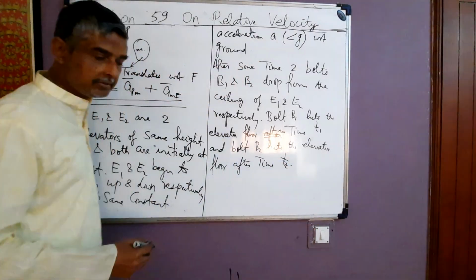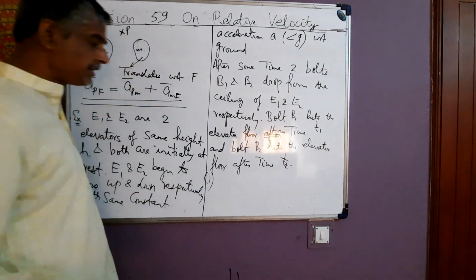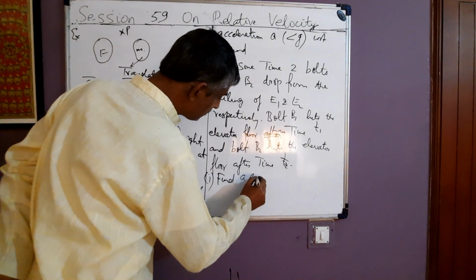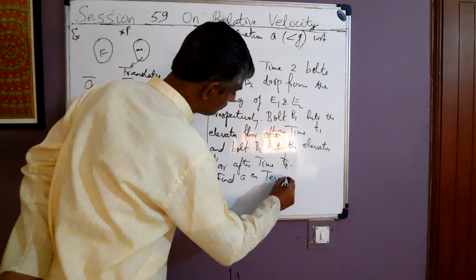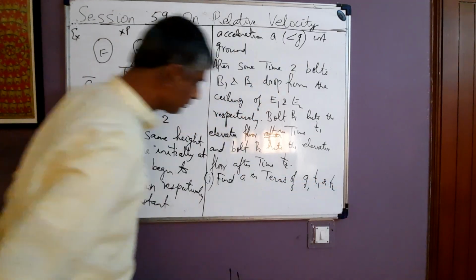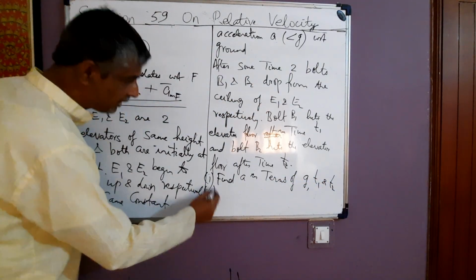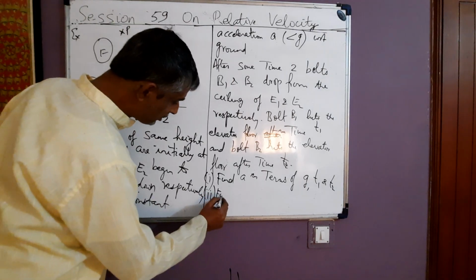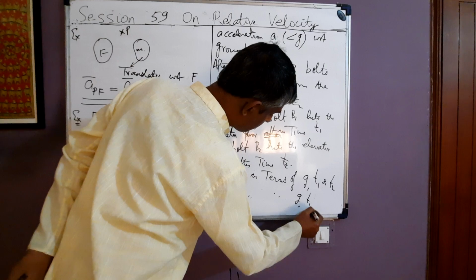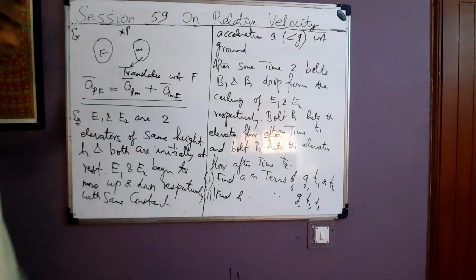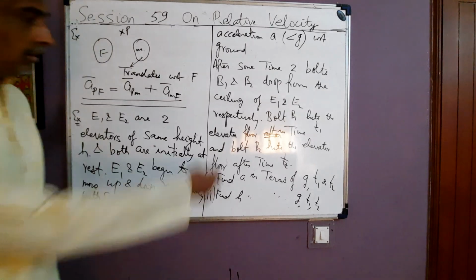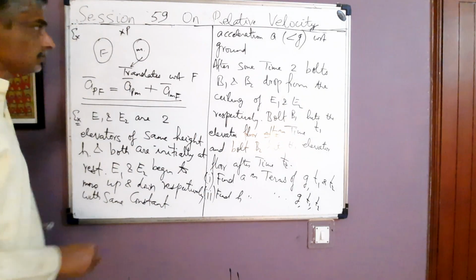Question: two things we have to find. First, find A in terms of g, t1 and t2. And second, find h in terms of g, t1 and t2. Okay, two things we have to determine.